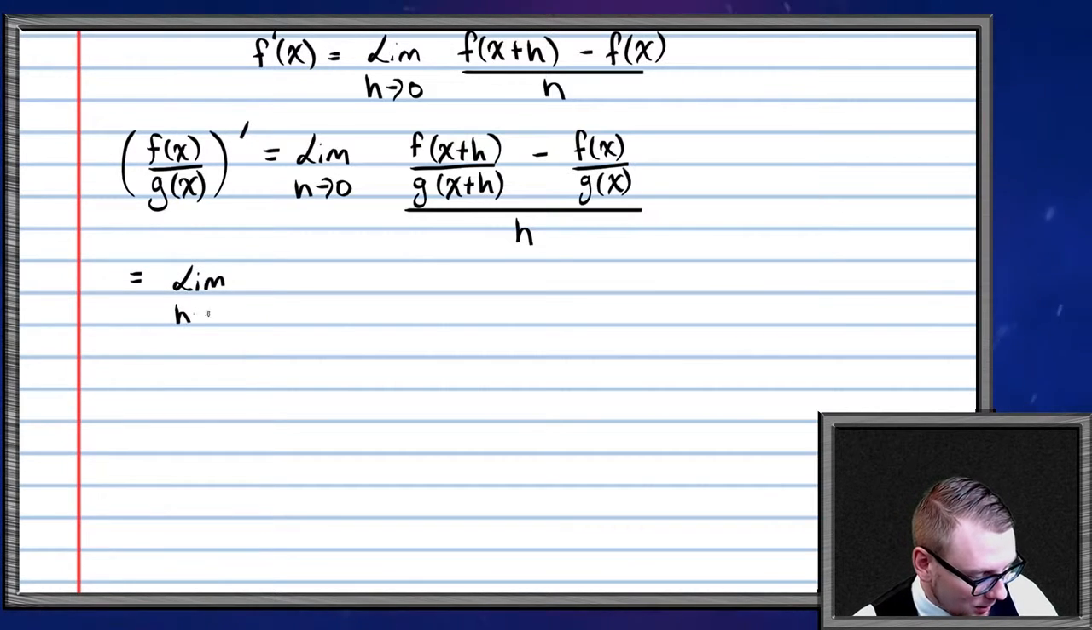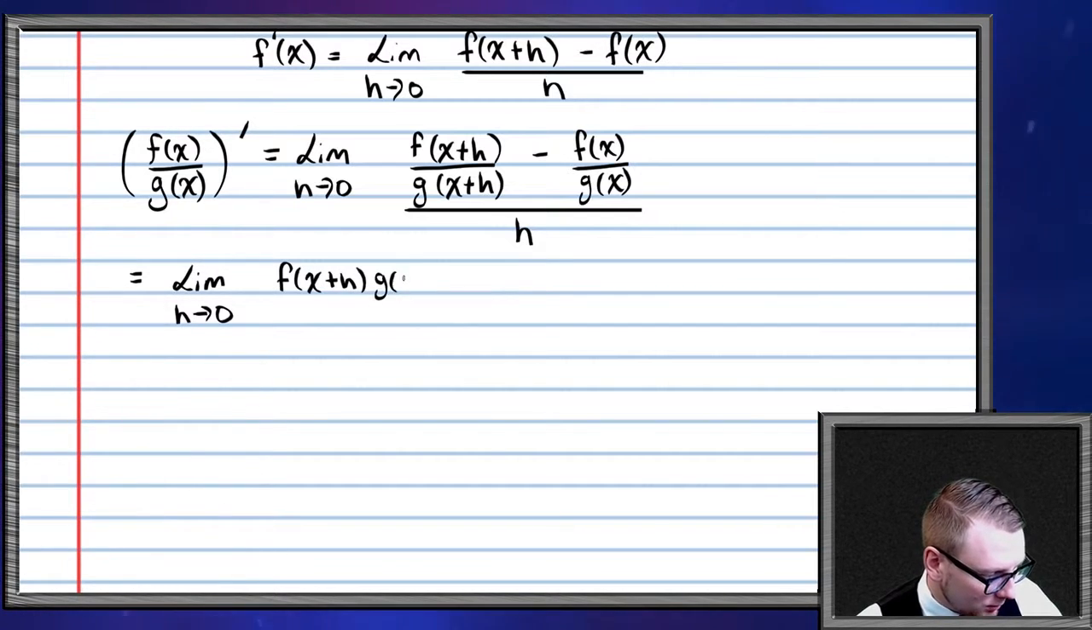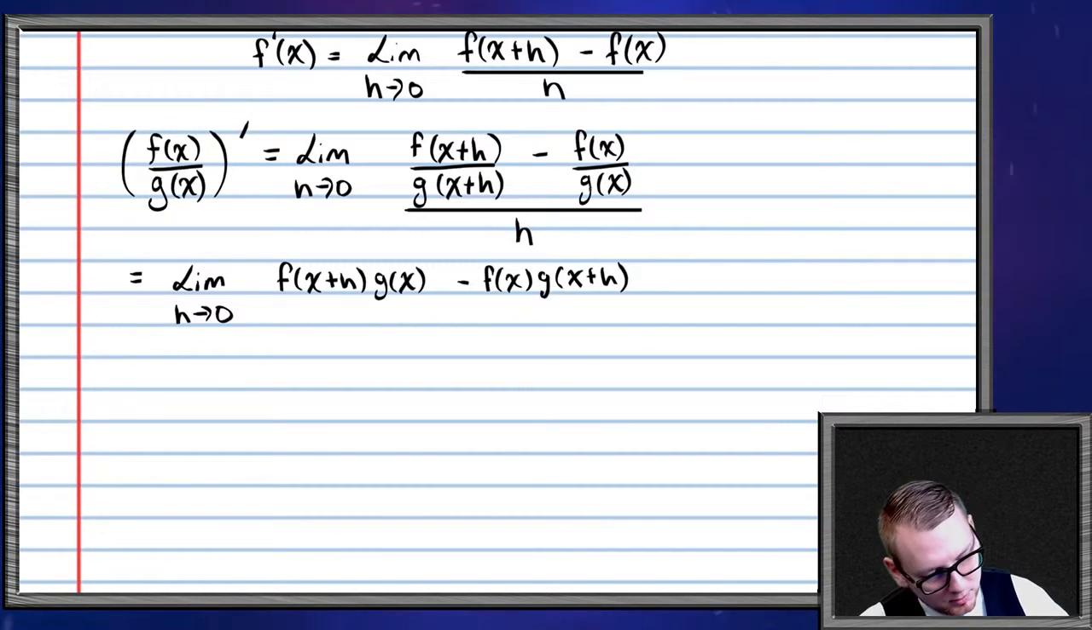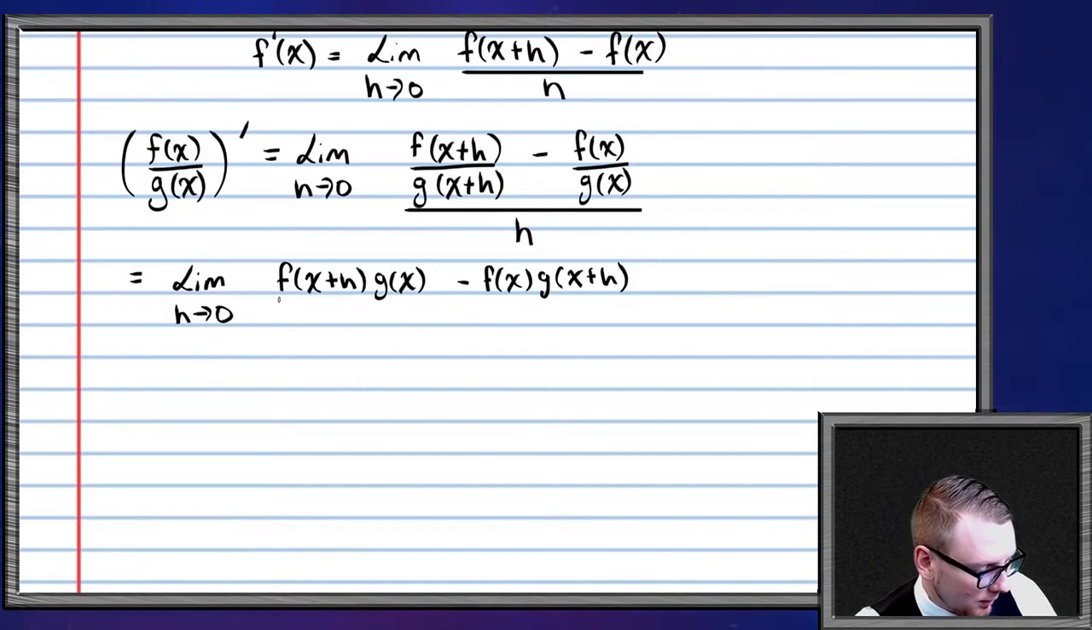Limit as h approaches 0. We're going to write g of x on the right hand side. So we're going to start with f of x plus h times g of x minus f of x times g of x plus h. So all we did was put the g onto the f and the g of x plus h onto the minus f.